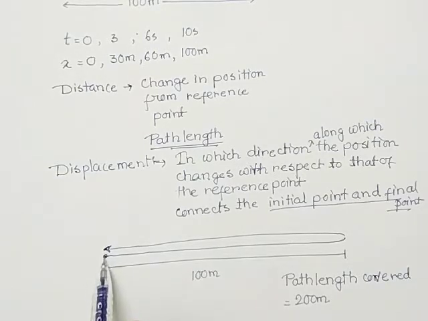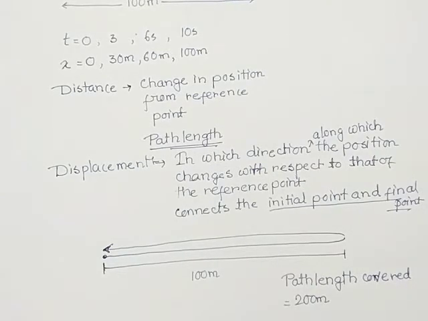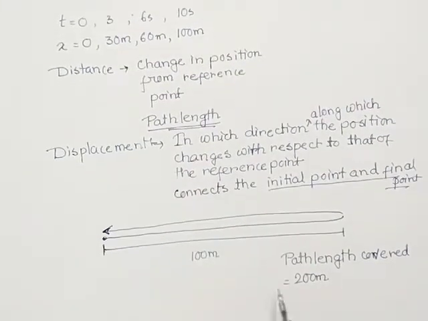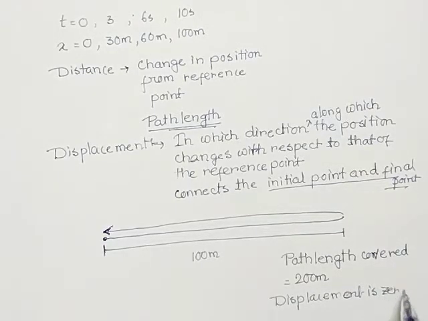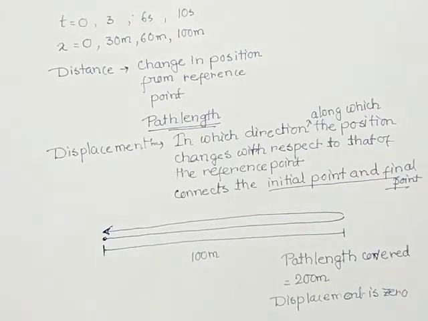So the initial point and the final point is the same point. So it can be said that there is no distance, there is no path between the initial point and the final point. So here we can say the displacement is 0, because the initial point and the final point is the same point.